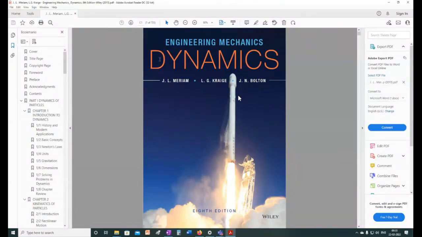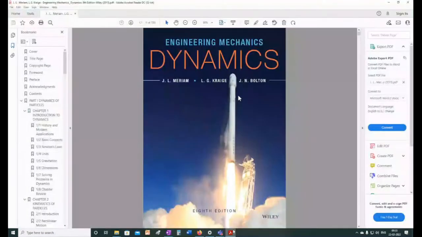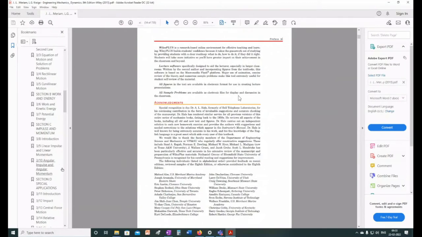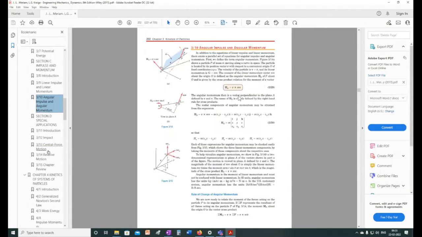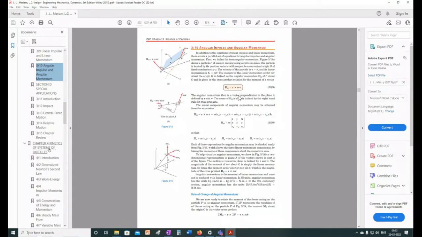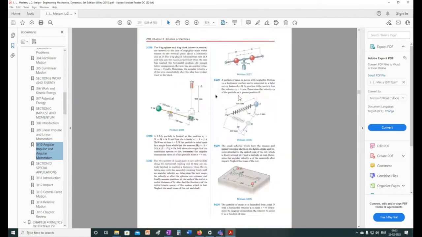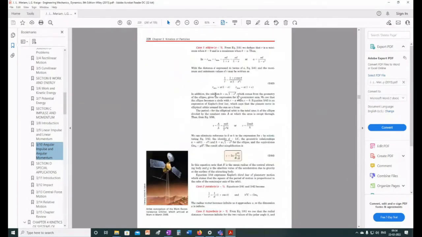This part is called dynamics, and the problems which I have given you in this problem set, all the problems are taken from this book only. Let me show some of the problems. Why am I showing you this? Because this book is really very, very interesting and a very nice book. In our institute, we don't have a separate course on dynamics, but most of the institutes, IITs, have separate courses on dynamics. So this book has a very nice set of problems.